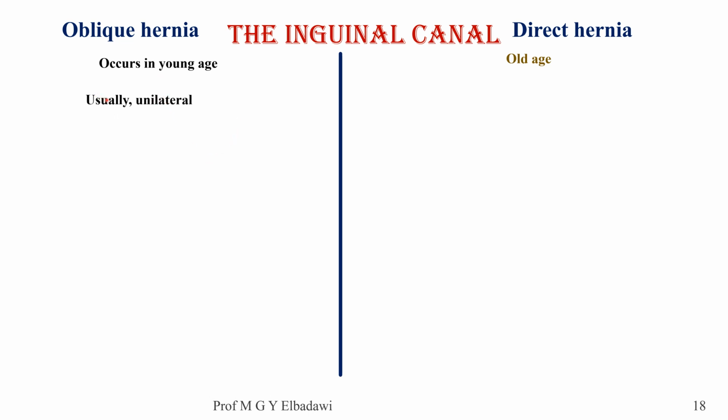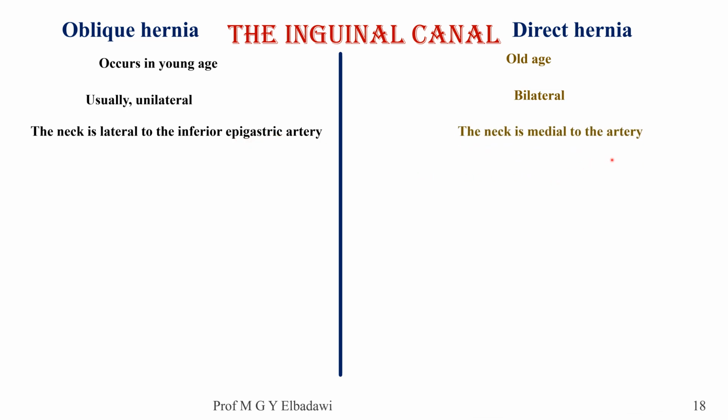Because of that resistance, usually the oblique hernia is unilateral, and because the posterior walls on both sides are weak, the direct hernia is usually bilateral. The neck is lateral to the inferior epigastric artery in the oblique, while it is medial to that artery in the direct hernia. And that's a very important differentiation during surgery, which is which in relation to the inferior epigastric.